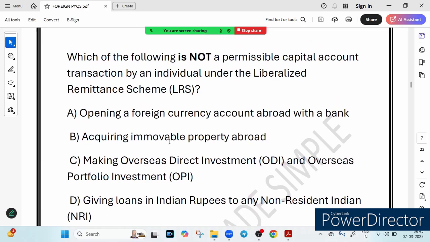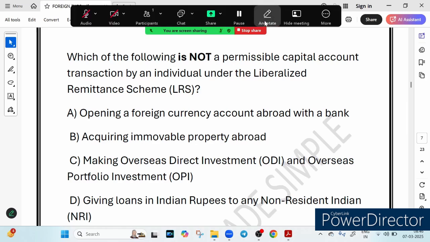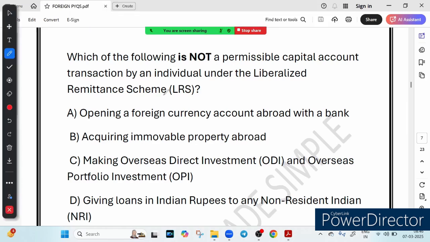So option number A, opening a foreign currency account abroad with a bank. This option is correct under LRS, because individuals are allowed to open and maintain a foreign currency account with a bank abroad for various transactions like investment or property purchase. Option number B suggests acquiring immovable property abroad. This option is also correct. Option number C, making overseas direct investment and OPI. This is also correct, as LRS permits individuals to invest in overseas business or financial assets like shares and mutual funds.